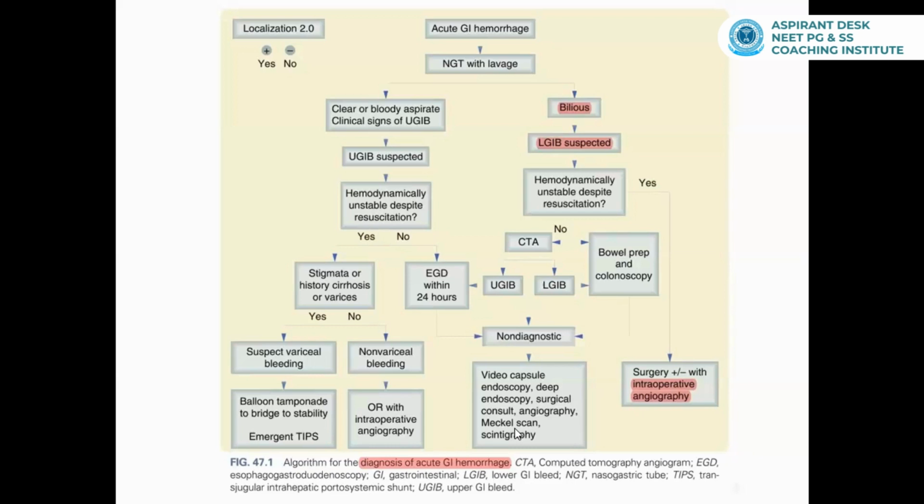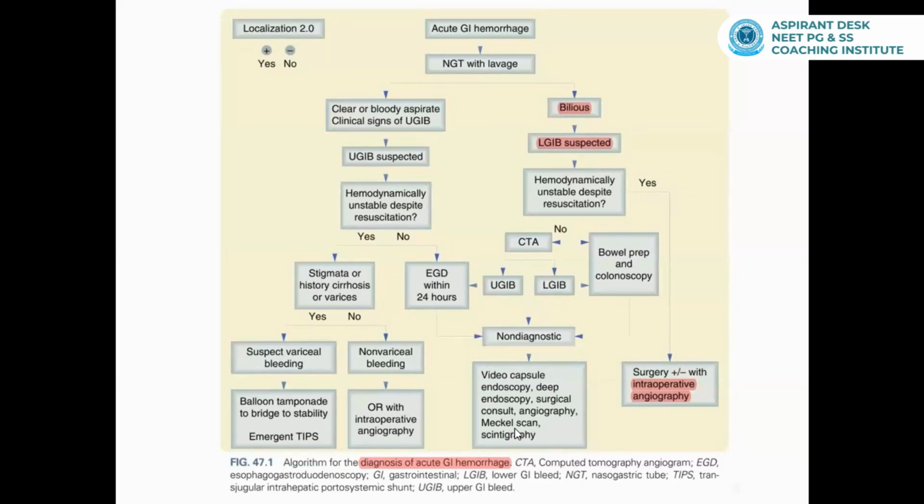If we are suspecting UGI bleed, then we ask whether the patient is hemodynamically stable or unstable. If the patient is stable, we can go ahead with other stigmata or history about cirrhosis or varices, alcohol history, or chronic peptic ulcer disease history. Some other things we can have time to ask the patient.